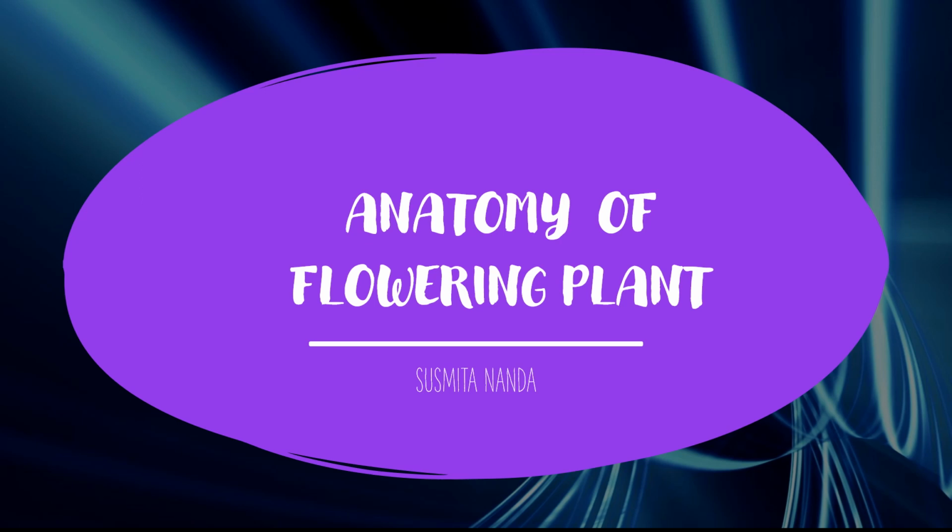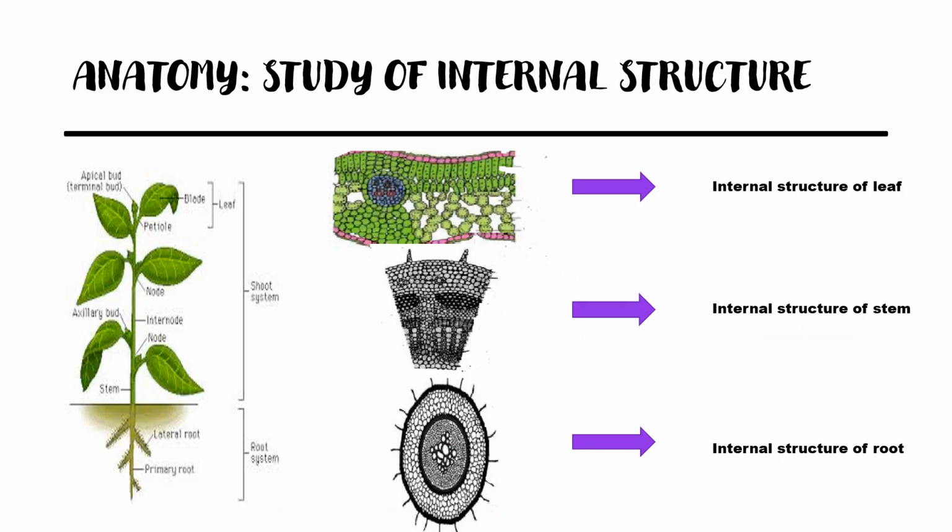We are going to discuss the anatomy of flowering plants. Anatomy, what is anatomy? Anatomy is the study of internal structure. Internal structure can be studied in the case of plants also, and in the case of animals also. Here we will discuss the internal structure of plants only. If we see the internal structure of a plant, we take different organs and look at their internal structure.